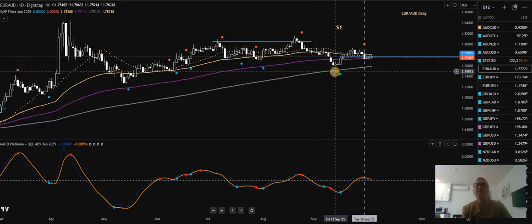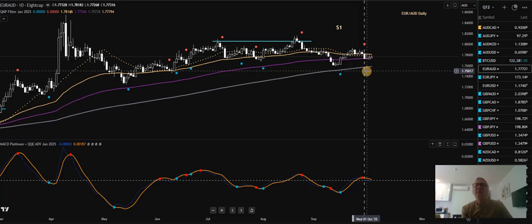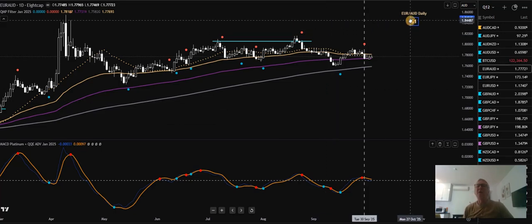Now, in the meantime, I'll just clear this up so it's a bit easier to see what's going on. It's all done. In the meantime, we got this sell signal. I declined to take it. I just didn't like it. It's all a bit messy. Price is in the moving averages, and the MACD Platinum's just above the zero level. Probably could have taken it. Just not comfortable, so I didn't take it.